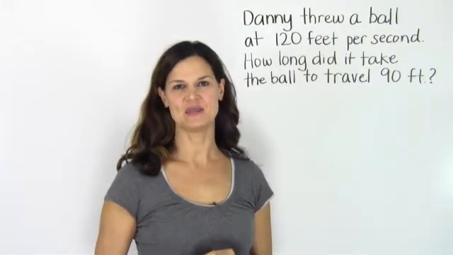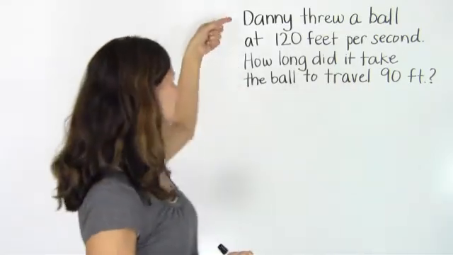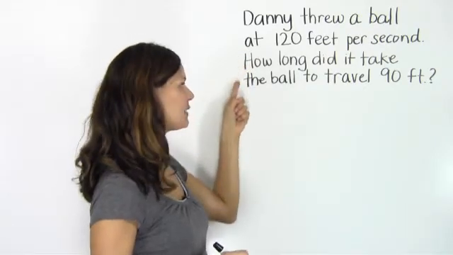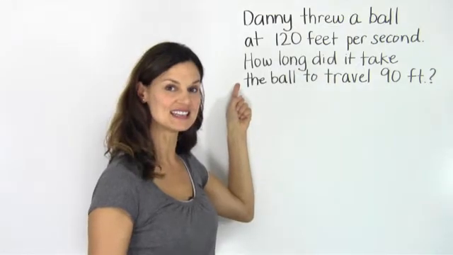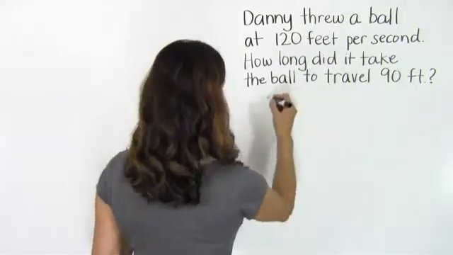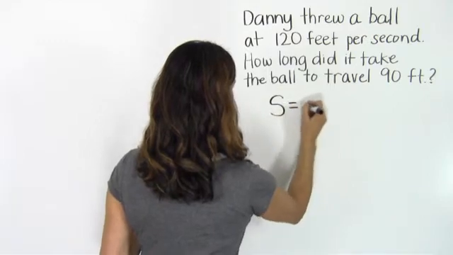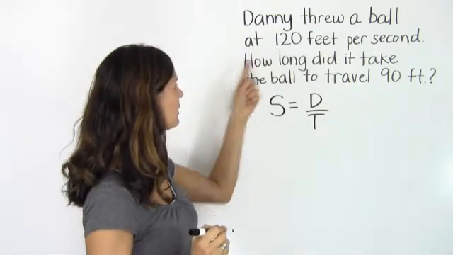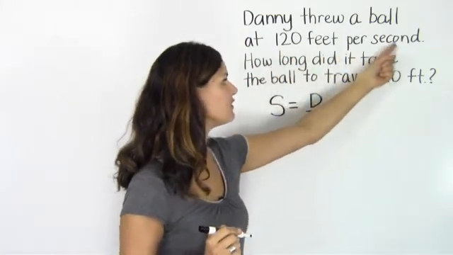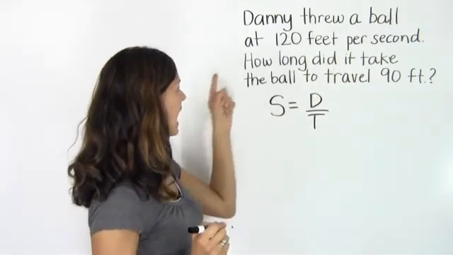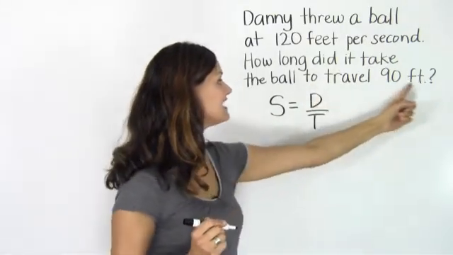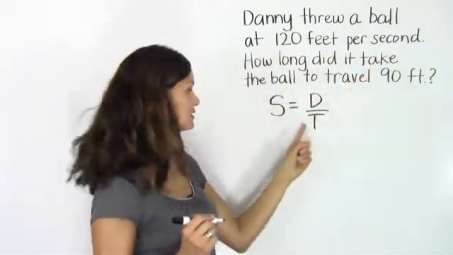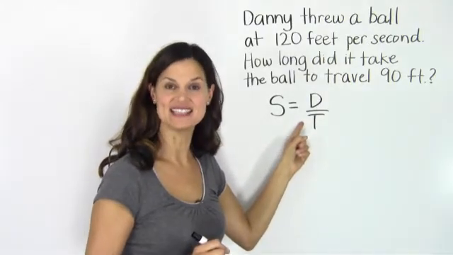Let's look at another example of speed, distance, and time. Danny threw a ball at 120 feet per second. How long did it take the ball to travel 90 feet? So I'm still going to use my formula of S equals D over T, but let's look at the information that we have in our problem. We have been given 120 feet per second, which is the speed, and we've also been given 90 feet, which is the distance. And our question is, how long did it take? So we need to find time in this example.